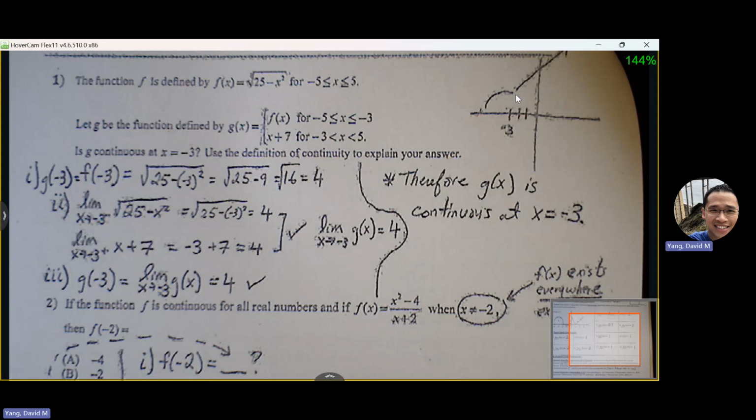So now it passes the second condition. The third condition is just simply saying, do these agree? And they do. The point lives where the limit lives. And so therefore, everything is in agreement. My function is therefore continuous at x equals -3.